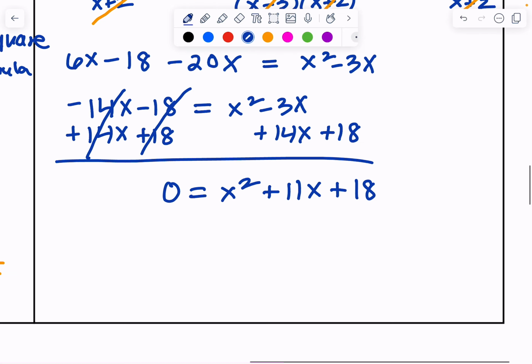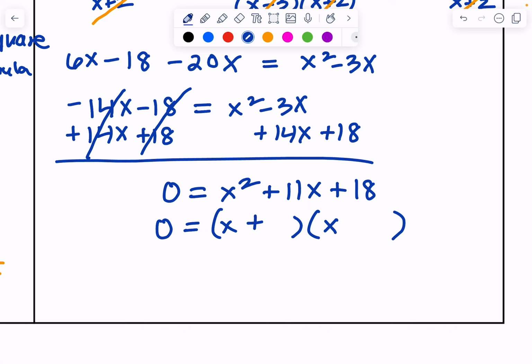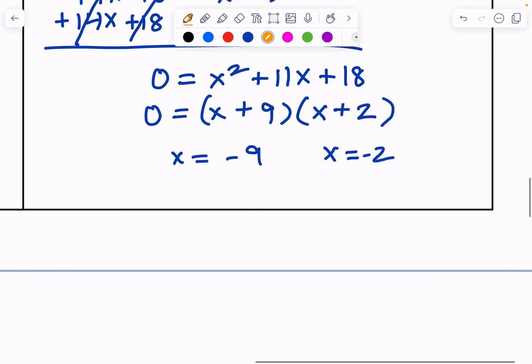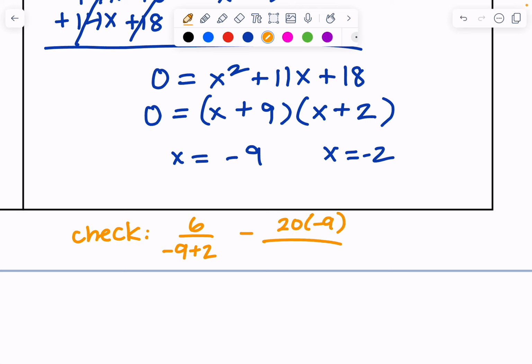Oh yeah, that'll work. So this will factor into x times x. We want to multiply to get 18, add to get 11, so we're going to have 9 and 2. So our first solution would be negative 9, our second would be negative 2, but we do need to check them. So when I check negative 9, we're going to have 6 over negative 9 plus 2 minus 20 times negative 9 over negative 9 squared minus negative 9 minus 6 equals, we're checking, so question mark, negative 9 over negative 9 plus 2.